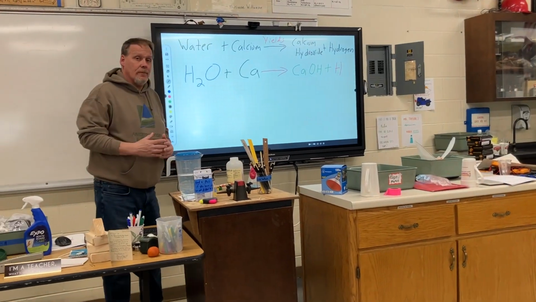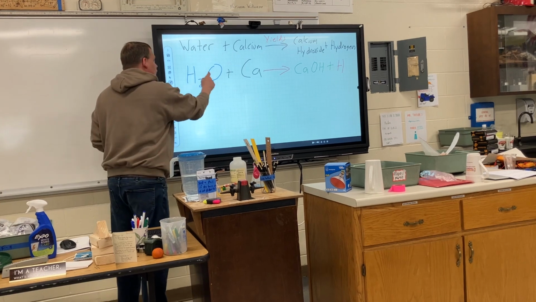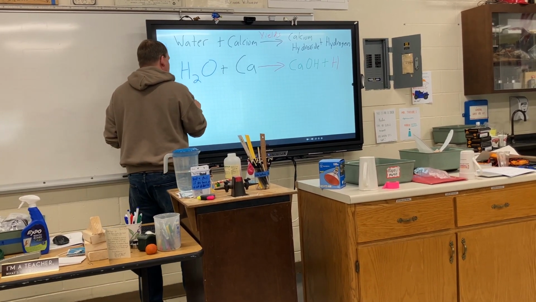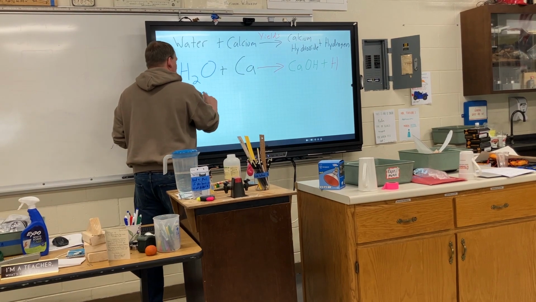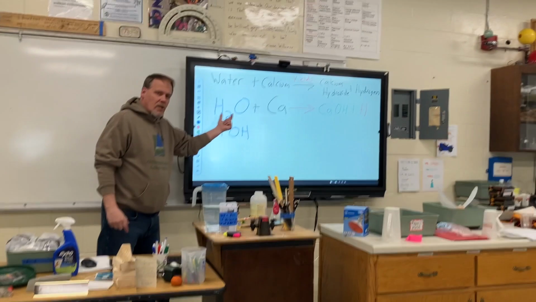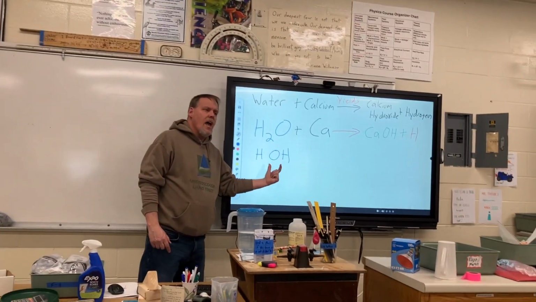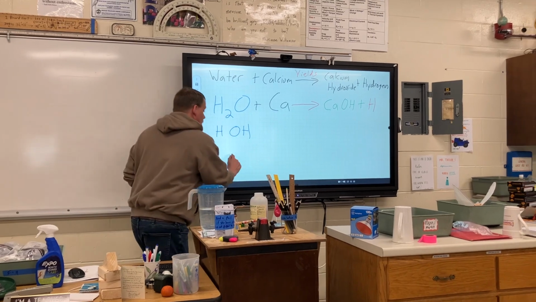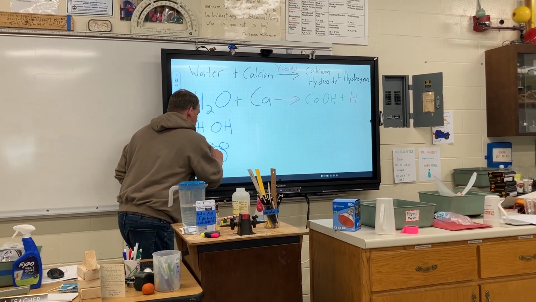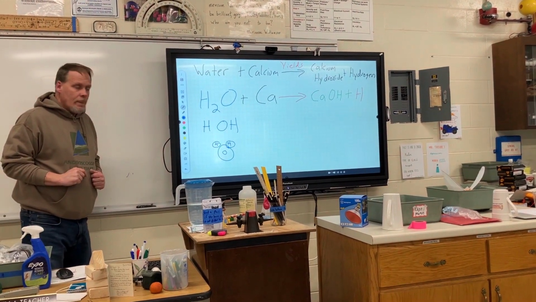A way to visualize what's happening, instead of thinking of water as H2O, you can also think of it this way, HOH. Now we write the formula this way, but we can think of it this way, 2 hydrogens and 1 oxygen. And if I was going to draw it, here's my oxygen and my 2 hydrogens. It kind of looks like Mickey Mouse, okay?